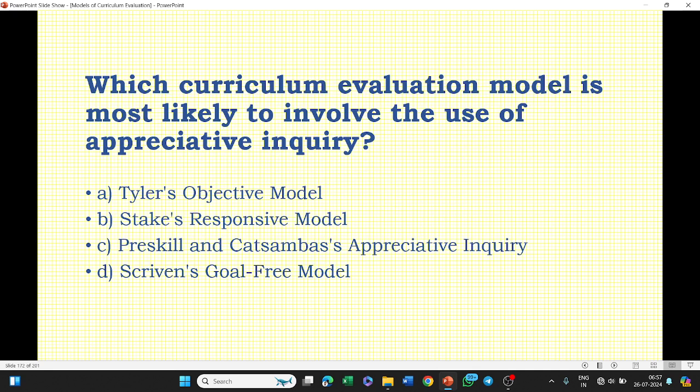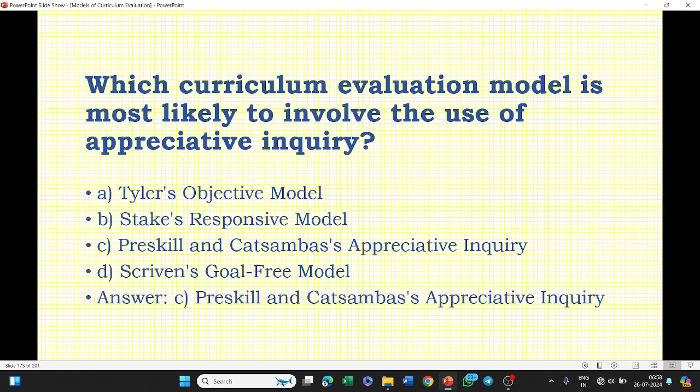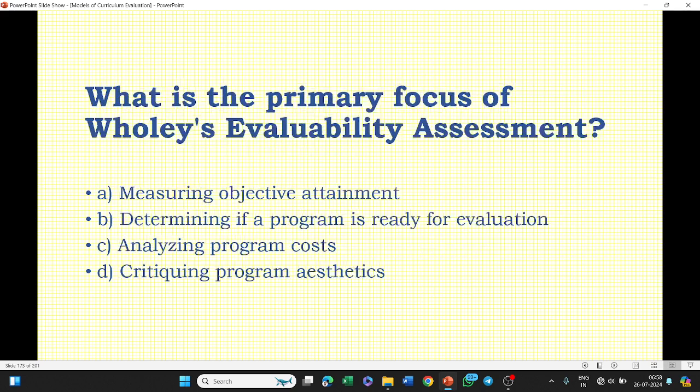Next, which curriculum evaluation model is most likely to involve the use of appreciative inquiry? Options: Taylor's objective model, Stake's responsive model, Preskill and Catsambas's appreciative inquiry, Scriven's goal-free model. The answer to this question is option C, that is Preskill and Catsambas's appreciative inquiry.